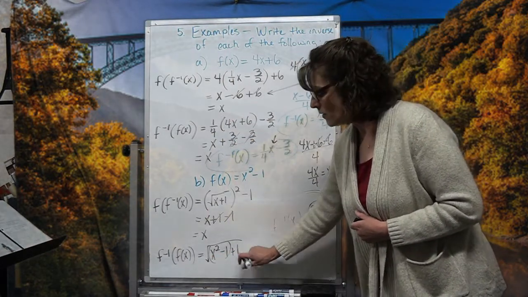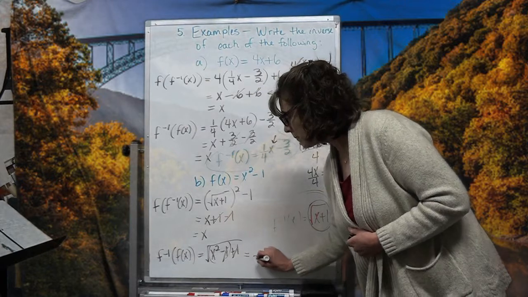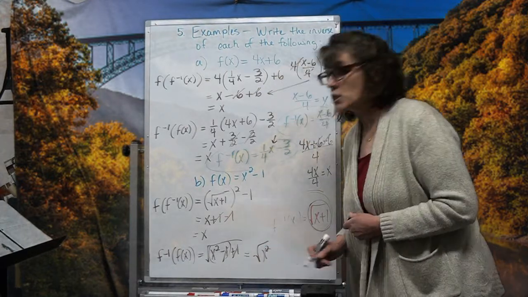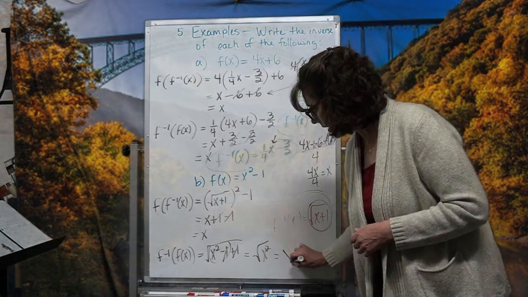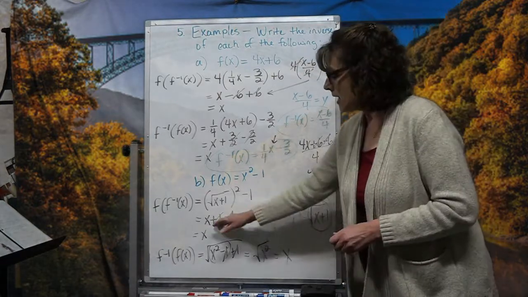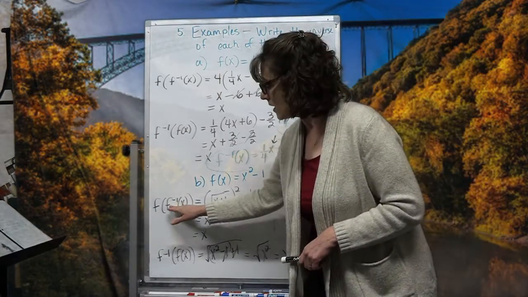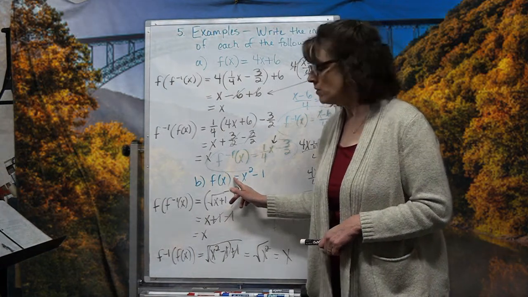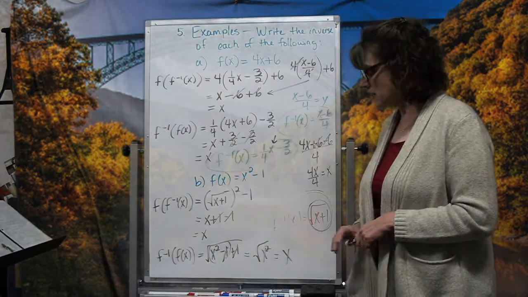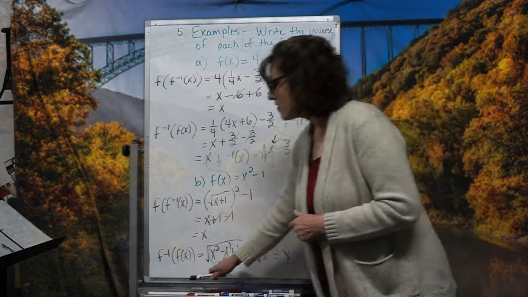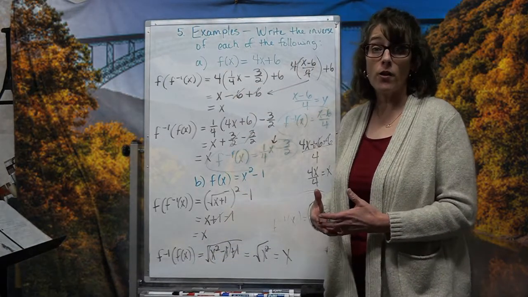Now here, negative 1 plus 1 cancels. I'm left with square root of x squared. Squaring and square rooting cancel each other out. I'm left with x. So I got an x in both cases, taking the inverse and plugging it into the original, taking the original and plugging it into the inverse. Both times I got an x. That tells me, yes, these really are inverses of each other.